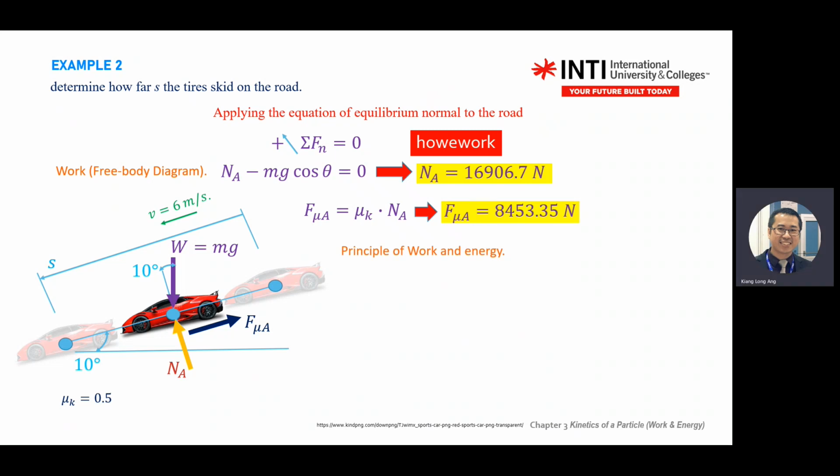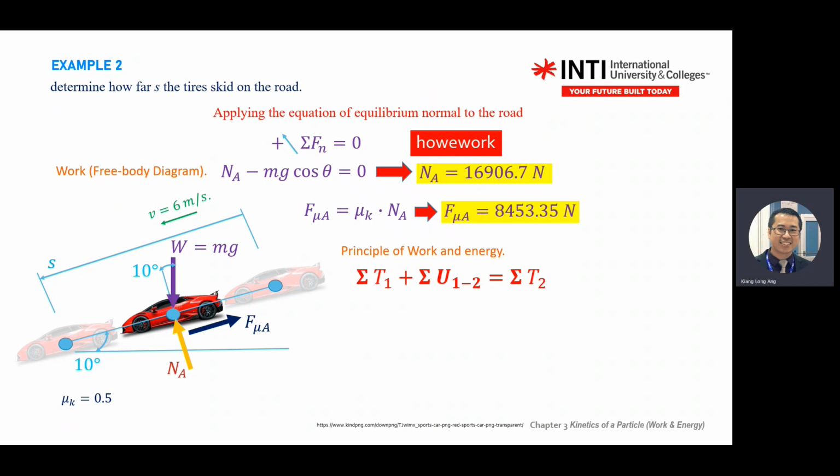Then you call the principle of work and energy. What is the principle of work and energy? The work done is equal to the change of energy. In this case, there is only velocity, and we do not consider the gravitational force. In this case, ignore that other part.